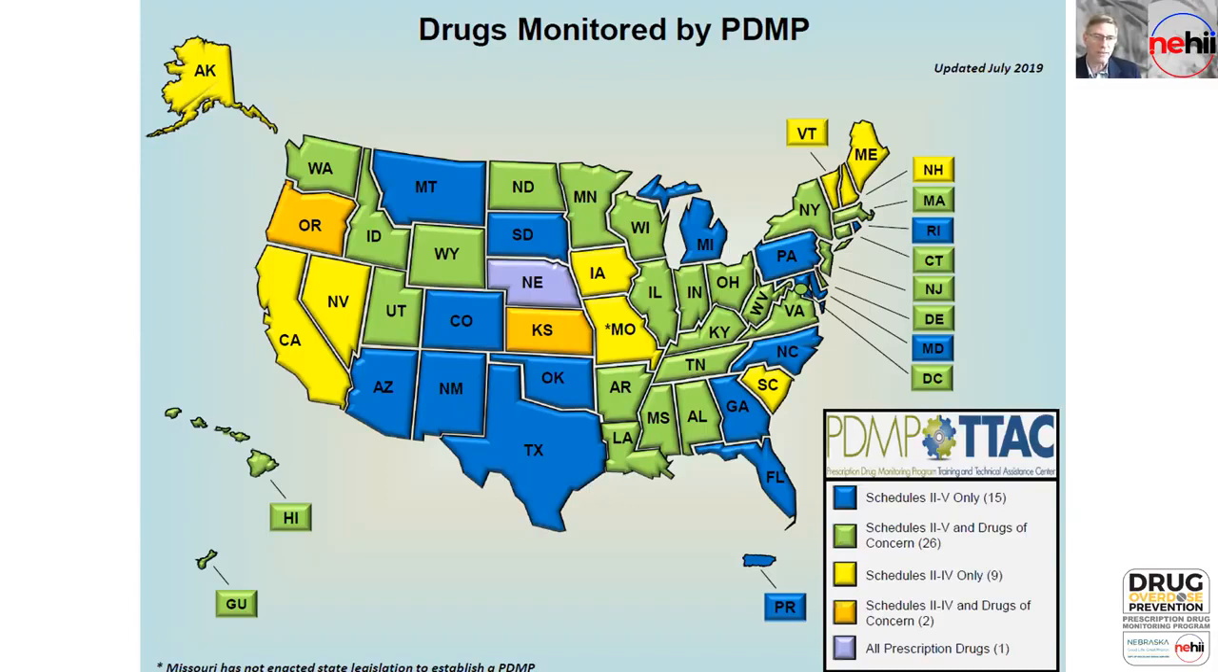Then you'll see one state in the middle of the country that's purple, and that's Nebraska. Nebraska captures all prescriptions, both DEA Schedules 2 through 5 and drugs of concern, but it also has all non-controlled substances, such as an antibiotic, such as a diabetes medicine, and every other medicine that you can think of. Any prescription drug is captured by Nebraska's program. Now, I'll talk about that later on. It has very important implications. Currently Nebraska is the first state, but there are many other states that are looking into this.